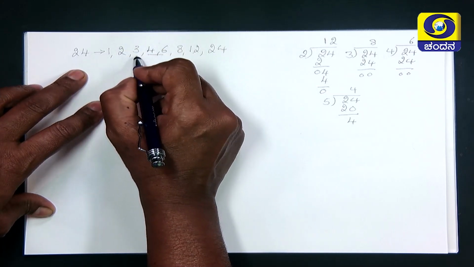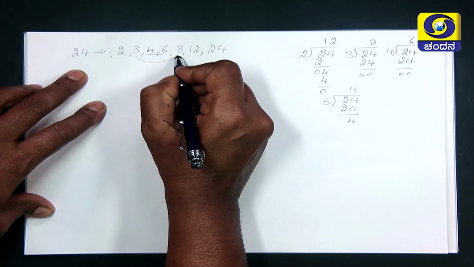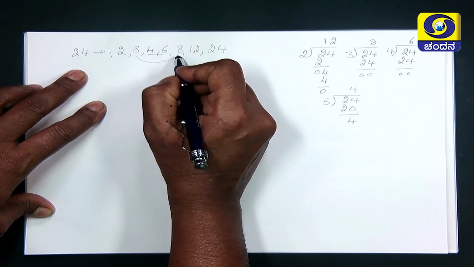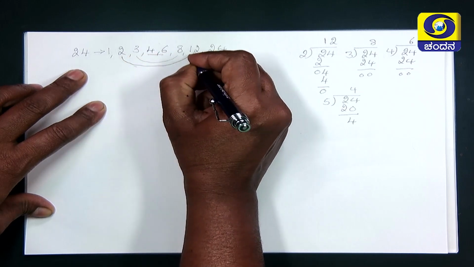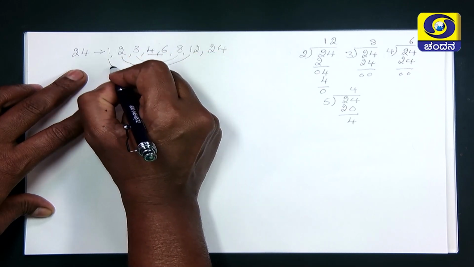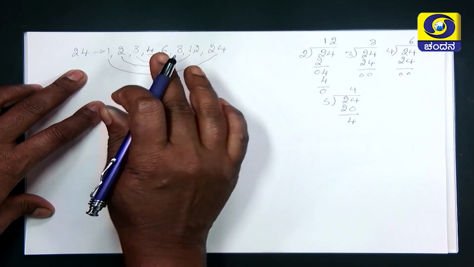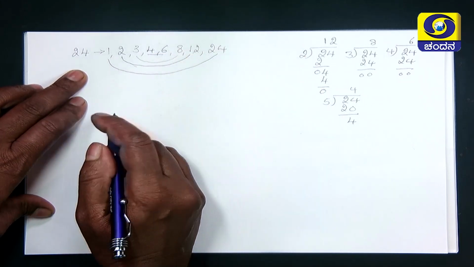We can divide the given number like this. 3 8s are 24. If we divide 24 by 3, we will get 8. If we divide 24 by 2, we will get 12. If we divide by 1, we will get 24. Like this, this is an easy way to find the factors.